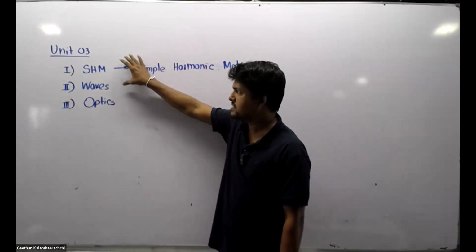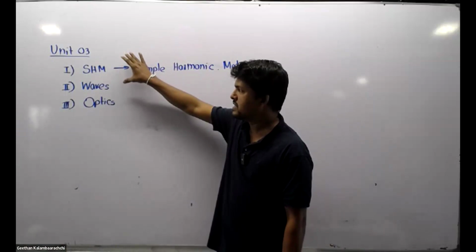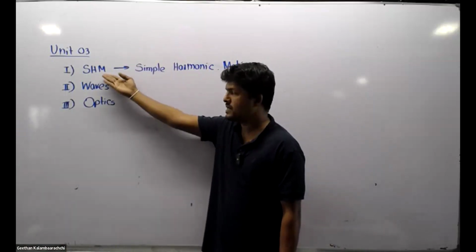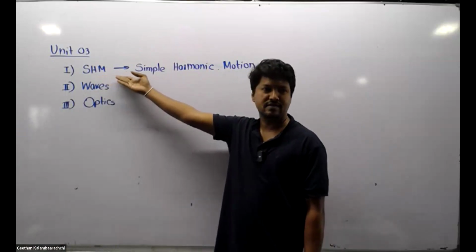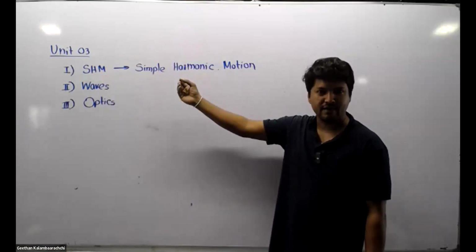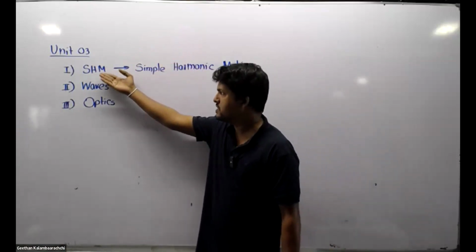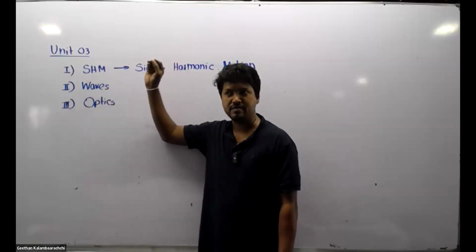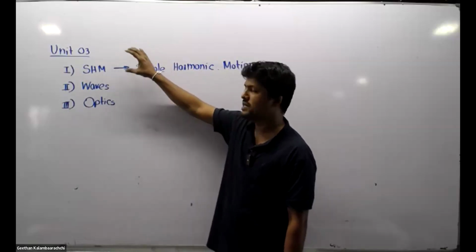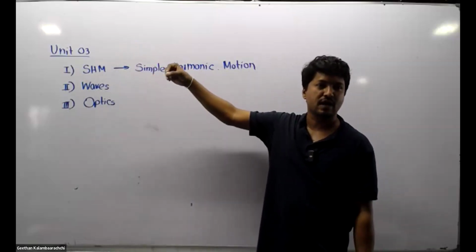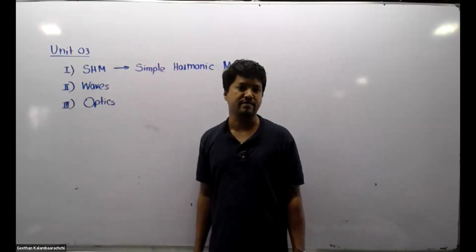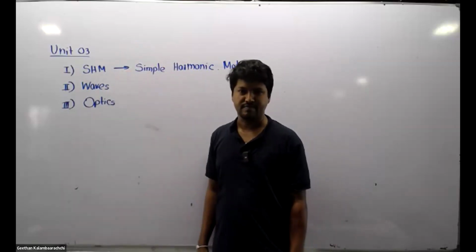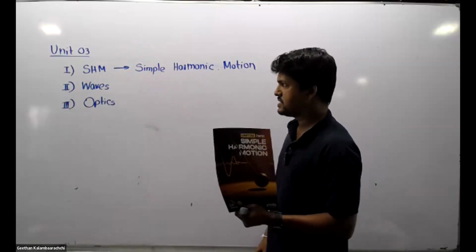Because this should be in mechanics. Why they have taken this into unit 3 on waves is because waves are created with simple harmonic motions. In each and every wave, you have particles which perform simple harmonic motion. So before learning about waves, it is very important that you learn about simple harmonic motion. Otherwise, you can't understand a wave. So that part is what we do in this unit.